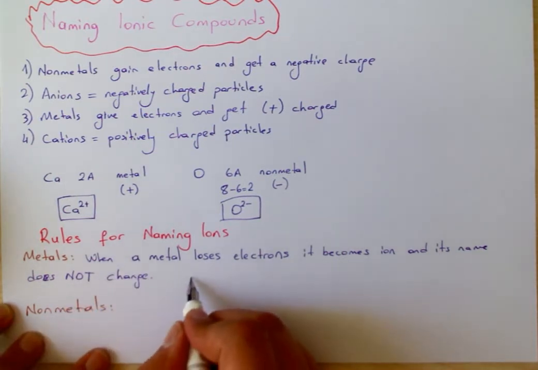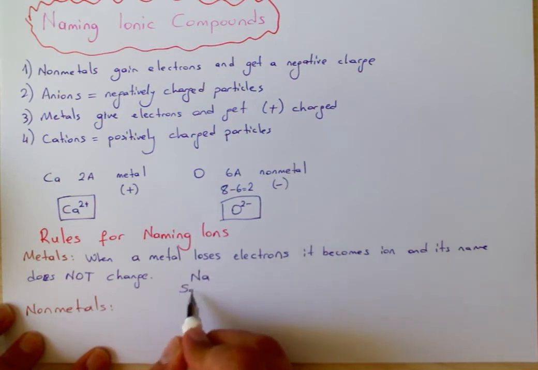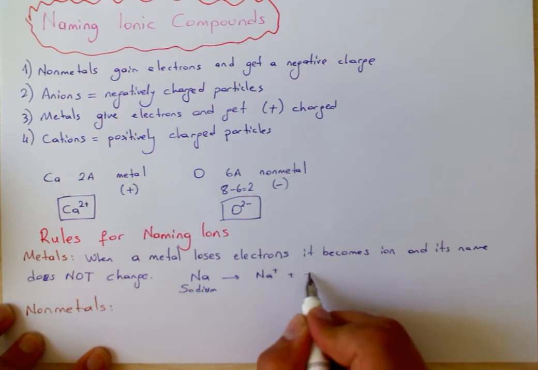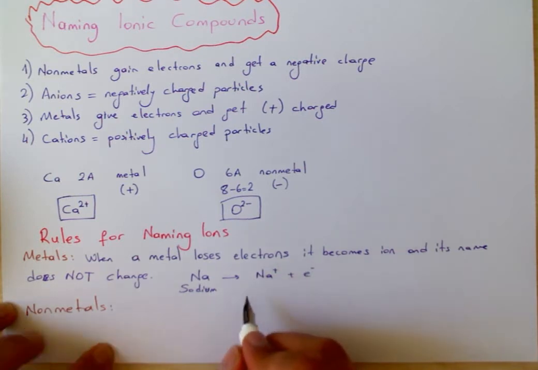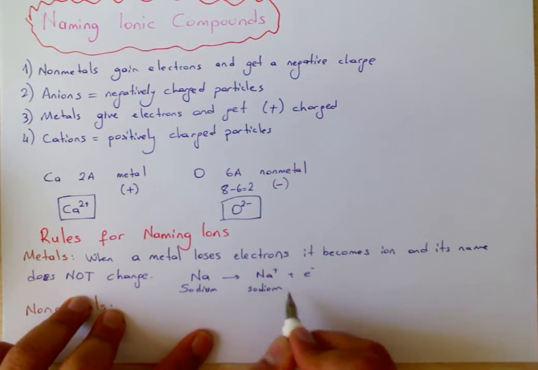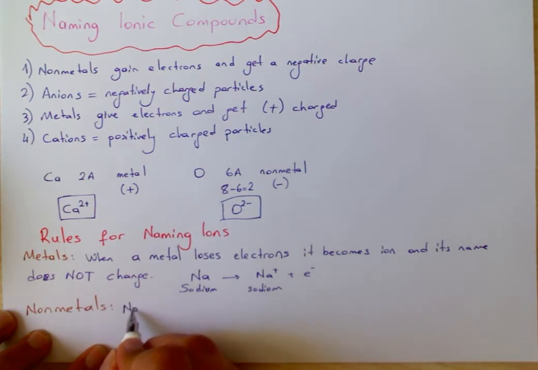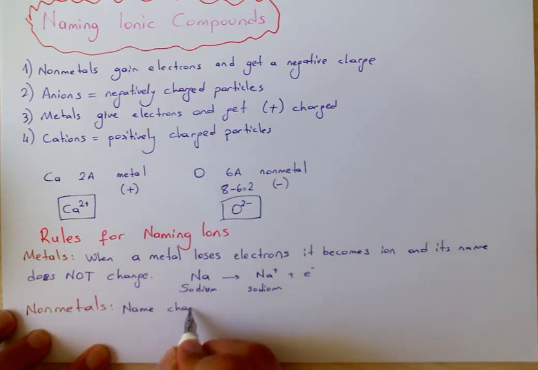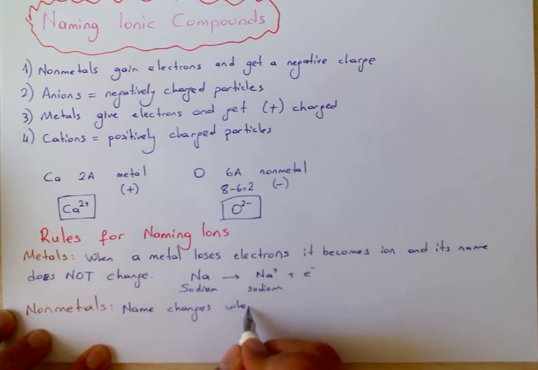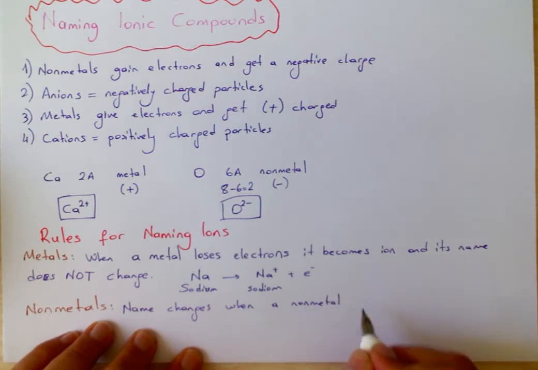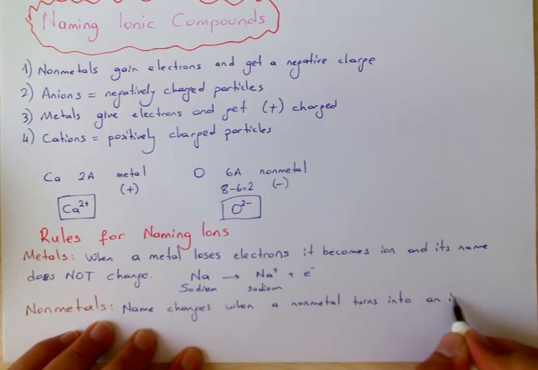Here is the example. Think that this is the sodium element, and if it loses its electron, the name of this ion is again sodium. However, for nonmetals, the name changes when a nonmetal turns into an ion.